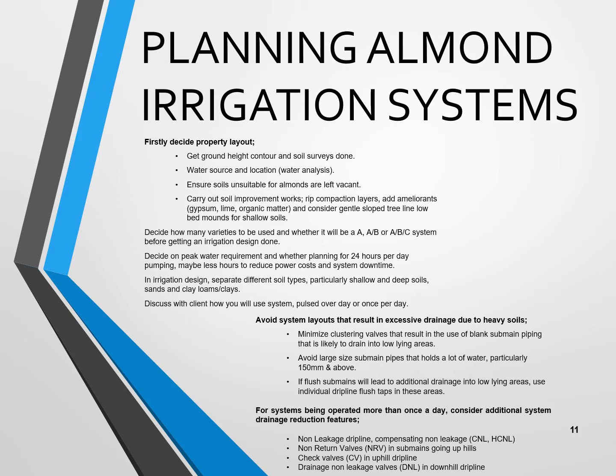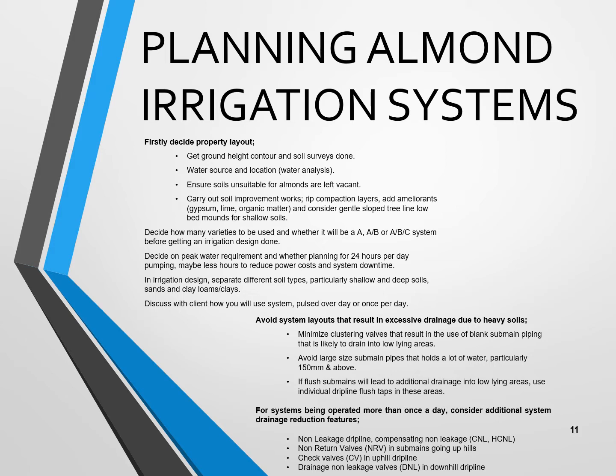Deciding on the peak water requirement used by the crop and whether or not we are going to plan for a full 24-hour day pumping window or look at a shorter term time during the day to save on power costs and any downtime. In the initial design, we need to make sure to separate any different soil types onto their own individual valves, particularly shallow and deep soils.